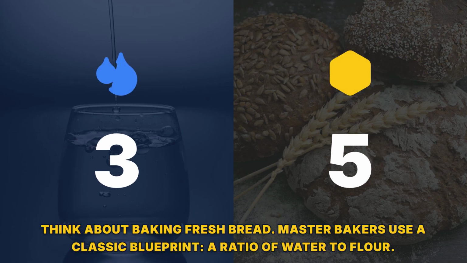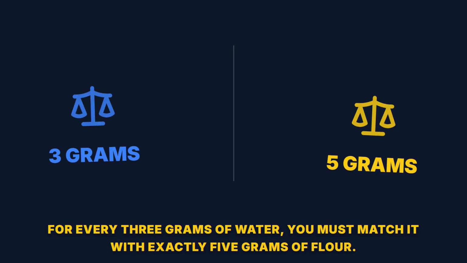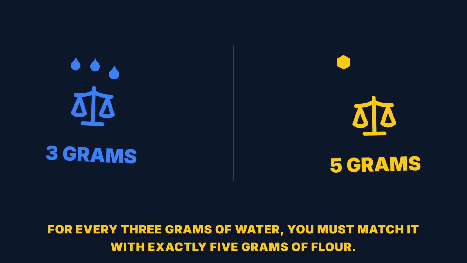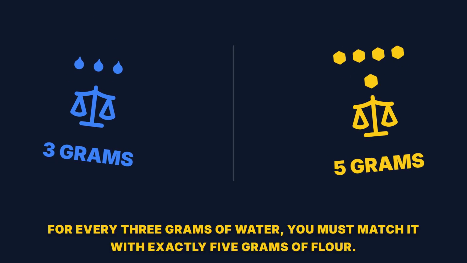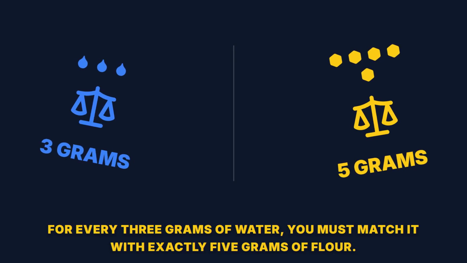Think about baking fresh bread. Master bakers use a classic blueprint, a recommended ratio of water to flour written as 3:5. This means that for every 3 grams of water you pour into your bowl, you absolutely must match it with exactly 5 grams of flour to keep the chemistry perfect.